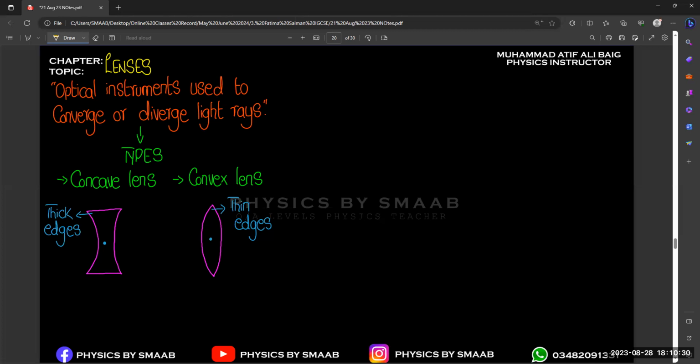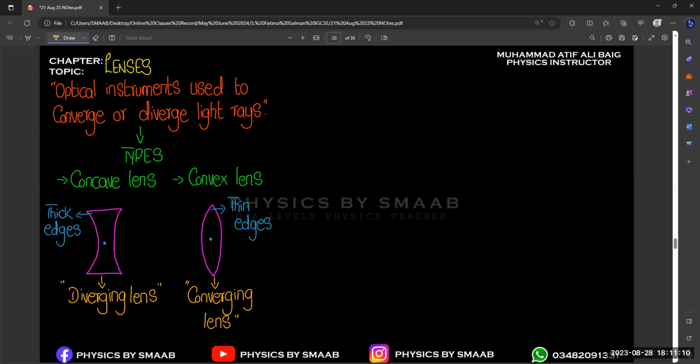So basically, if we talk about the concave lens, it is also known as a diverging lens, and the convex lens is known as a converging lens. And now let's discuss what is the meaning of converging lens and diverging lens, right?